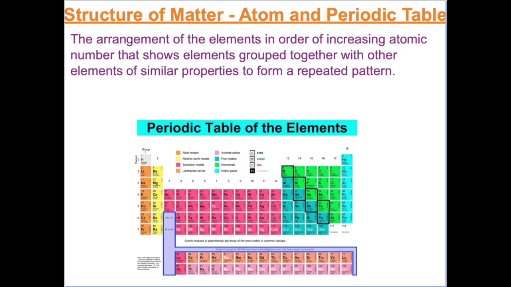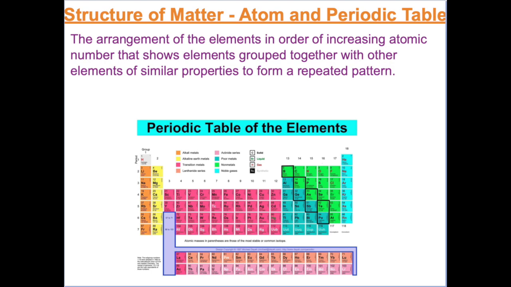The periodic table is the arrangement of the elements in order of increasing atomic number that shows elements grouped together with other elements of similar properties to form a repeated pattern. It is the most important tool for chemists and one of the most important discoveries in science because it is a guide to the properties and behaviors of an element. There's no memorization here. All you got to do is remember the patterns.